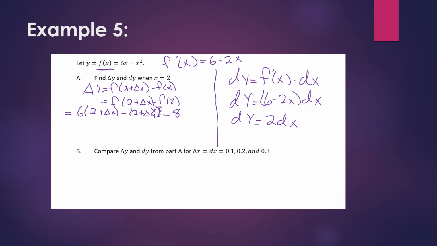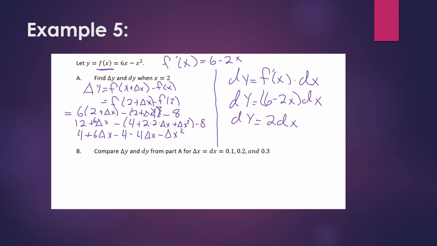So let's clean this up a little bit. I'm going to get 12 plus 6 delta x minus (2 plus delta x) squared, which is going to be 4 plus 4 delta x plus delta x squared, minus 8. So the 12 and the 8 are going to reduce. We're going to get 4 plus 6 delta x minus 4 delta x minus delta x squared.